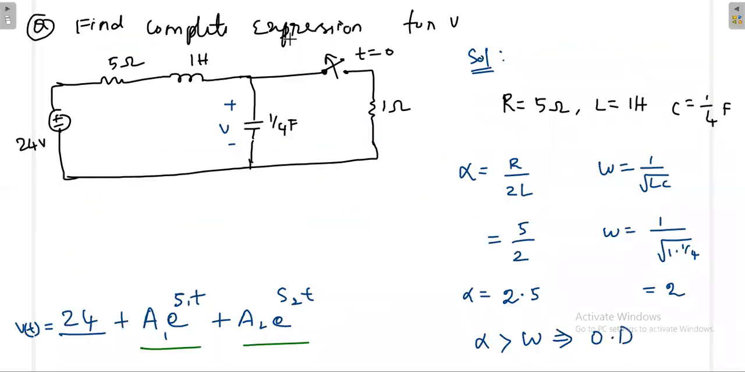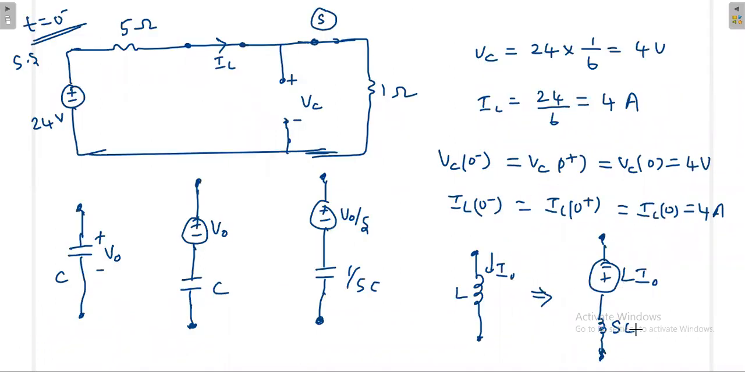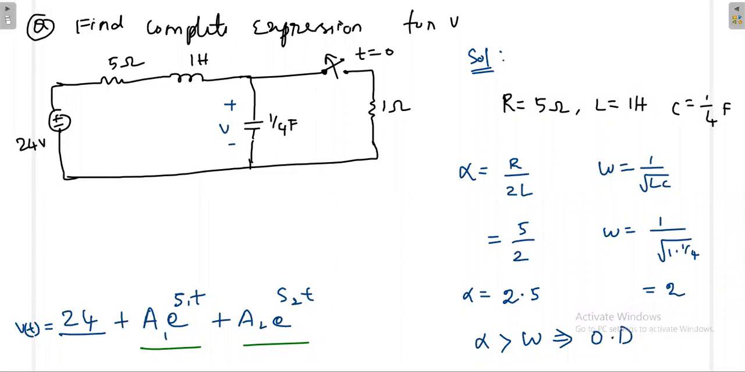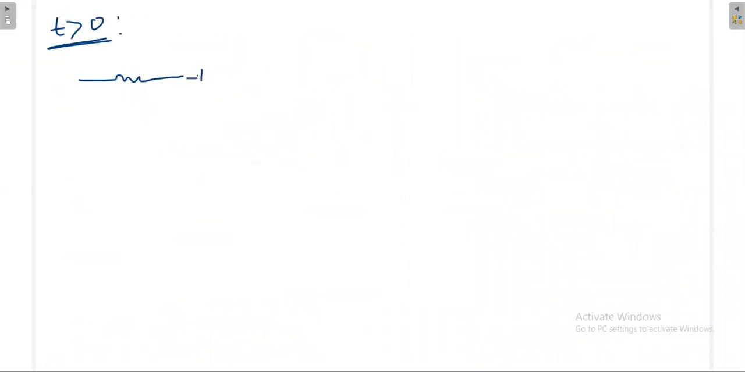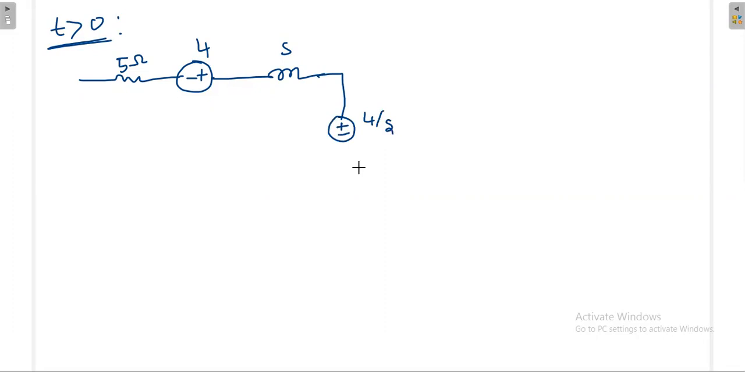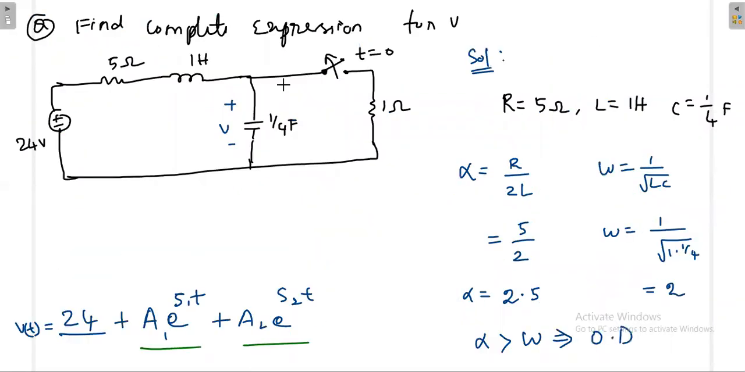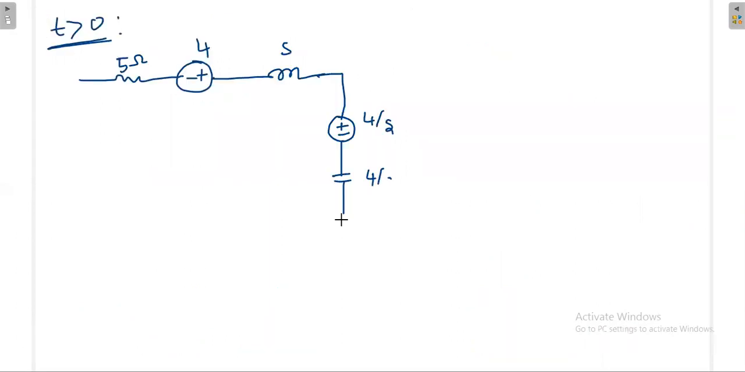Then you replace the inductor present here with L i naught. The value of L is 1 Henry. What is I naught? 4. So I'll get 4 here, minus plus 4. And the SL value is simply S, because the L value is 1. Similarly, you replace the capacitor here. The capacitor initial voltage is again 4 by S. The capacitor value is 1 by 4. Then you apply 1 by SC, that is 1 by S4, that is 4 by S. So this value is also 4 by S.